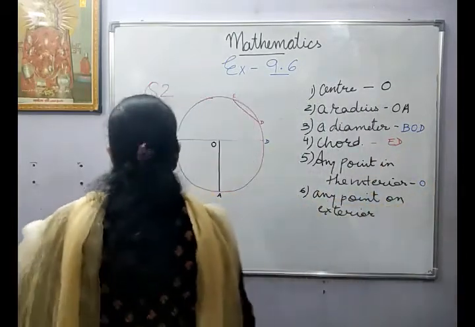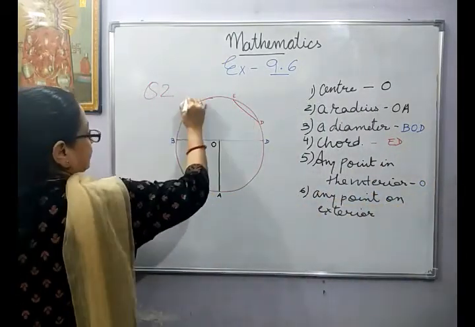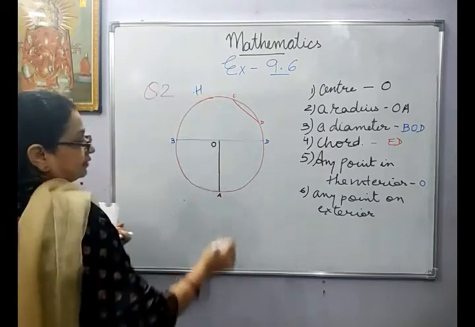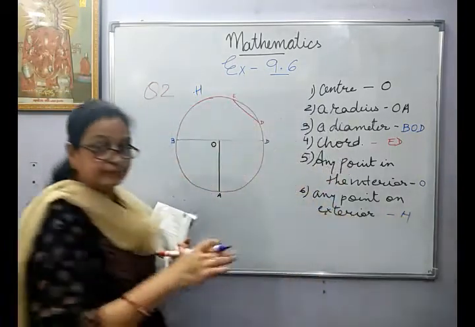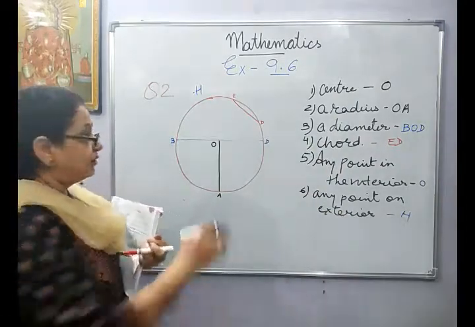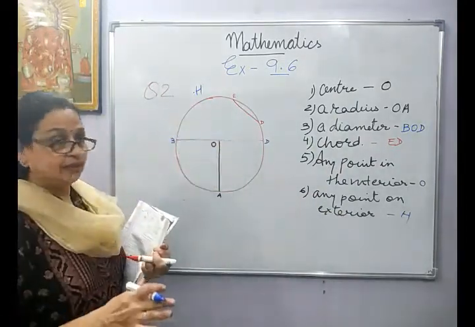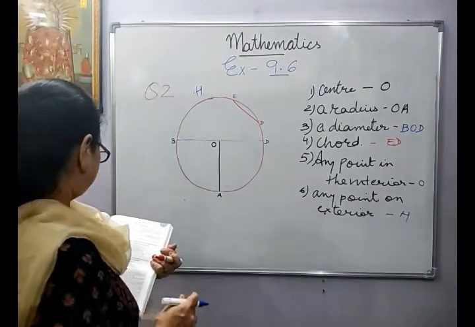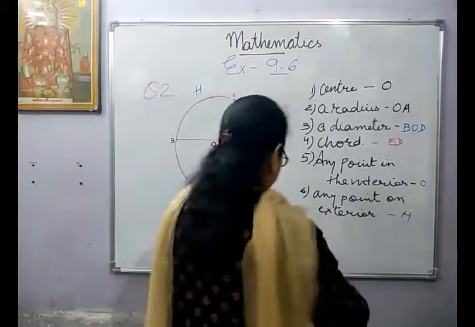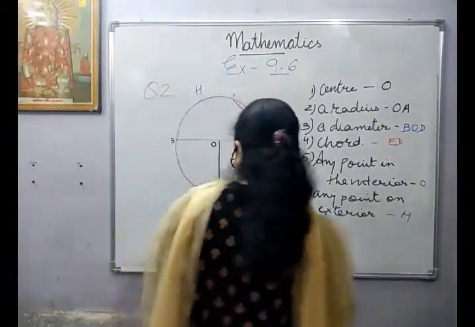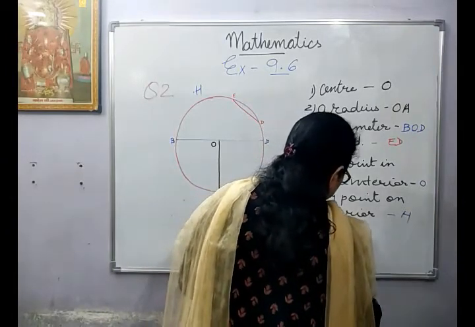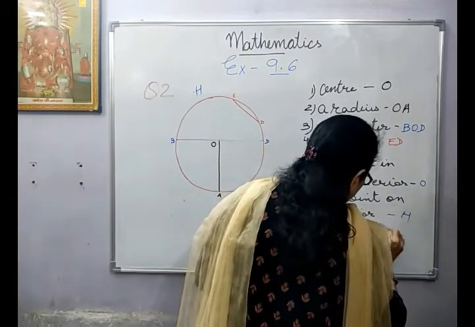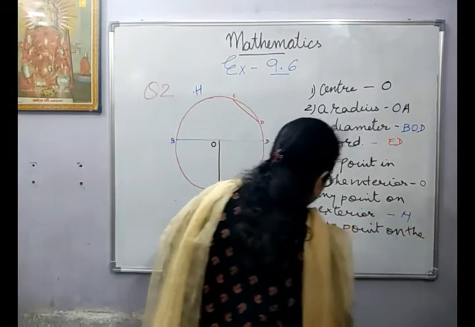Okay. Suppose I take H. So I write down H. Exterior means outside the circle, not inside it, not inside its boundary. Then seventh one, any point on the boundary.